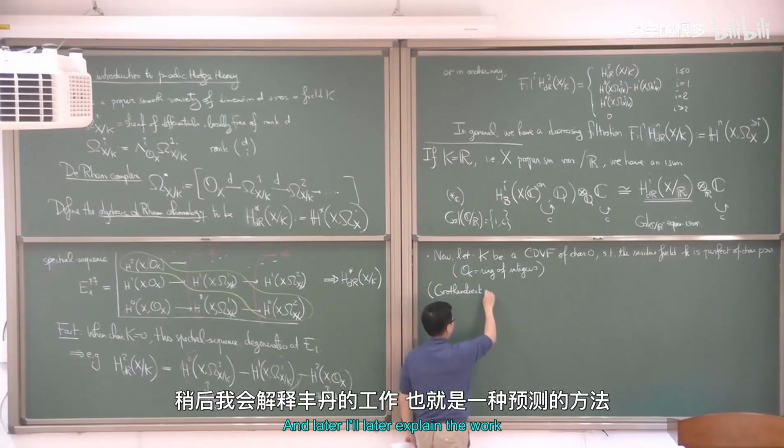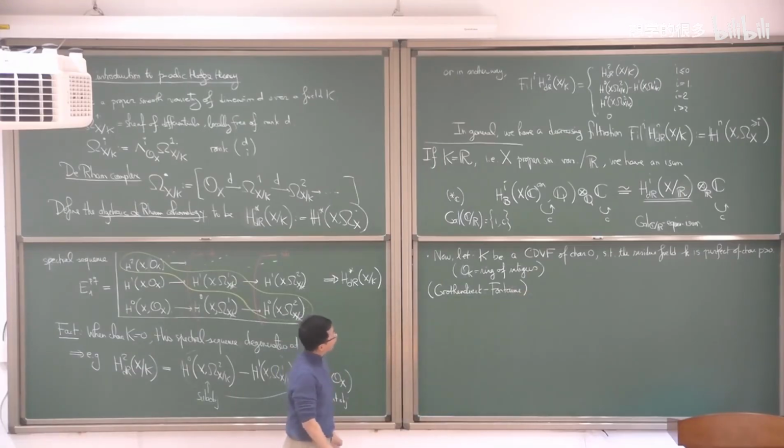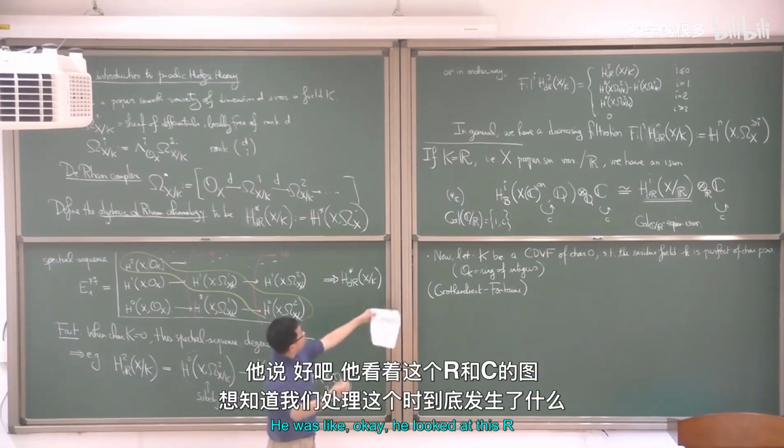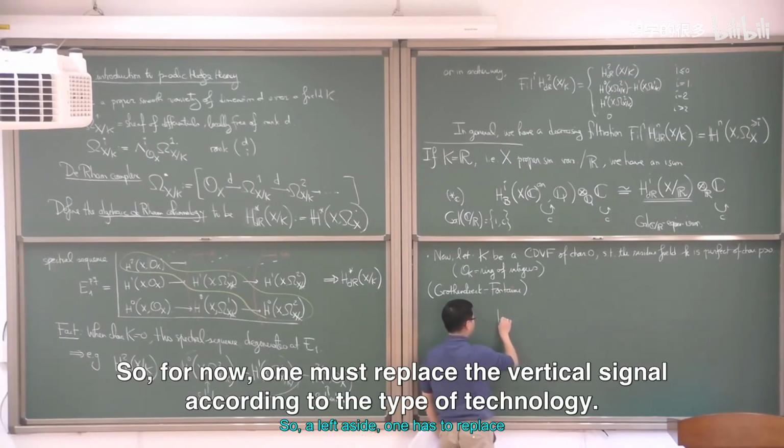And I'll later explain the work of Fontaine, which somehow completed this prediction of Grothendieck. Grothendieck looked at this R and C picture, and he wanted to know what's happening when we're working with a smooth proper variety over K. So on the left-hand side, one has to replace the singular Betti cohomology by the so-called étale cohomology.